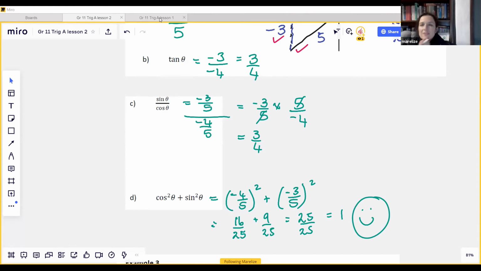So I'm glad to see some of you actually know your identities already. So you know that sine theta over cos theta is tan theta, and you know that cos squared theta plus sine squared theta is 1. Good.